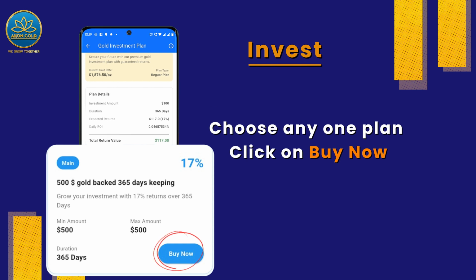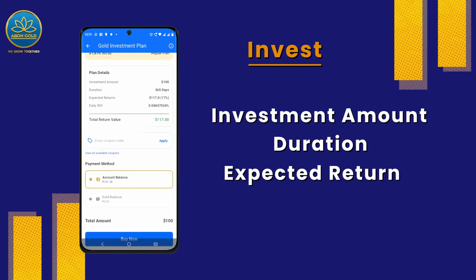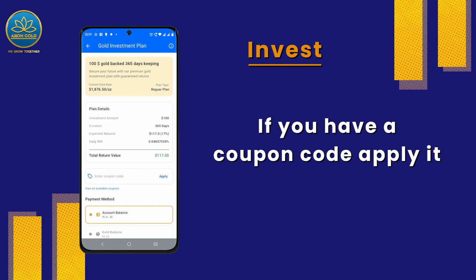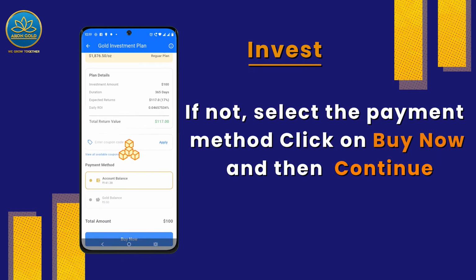Then you will be able to see the plan details. You can see details such as investment amount, duration, expected return, daily ROI. If you have a coupon code, apply it. If not, select the payment method. Click on Buy Now and then Continue.